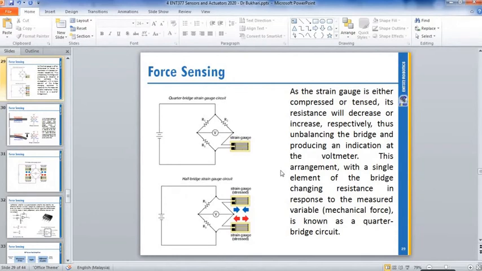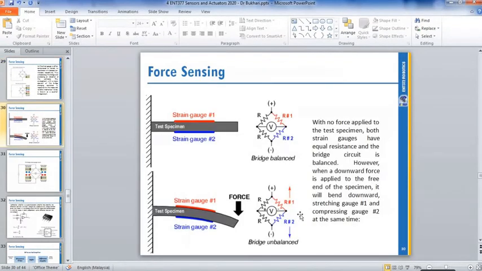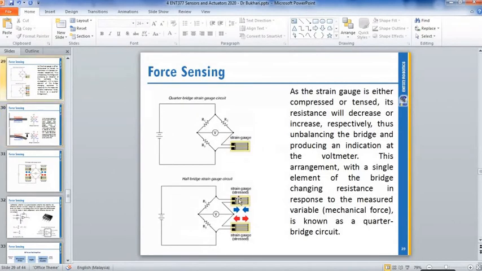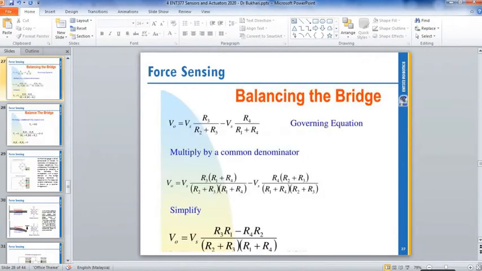If you stretch the sensor, that means the gap between the lines becomes bigger. So when the gap becomes bigger, that means your resistance will be higher. So this is the concept of the strain gauge.